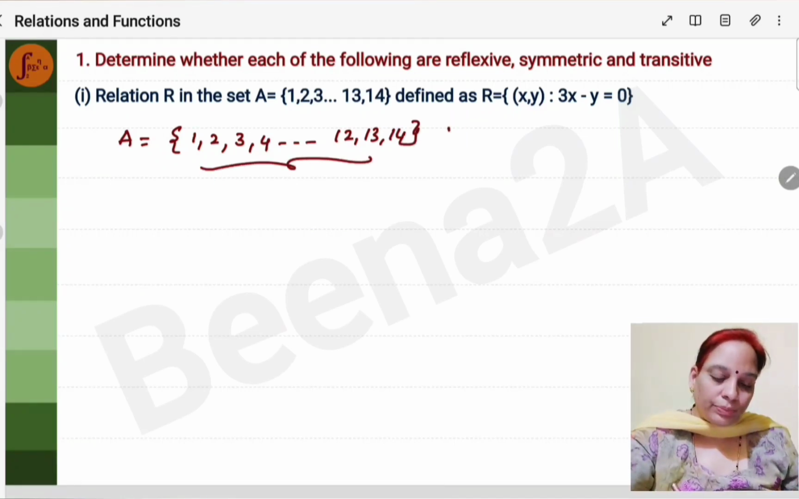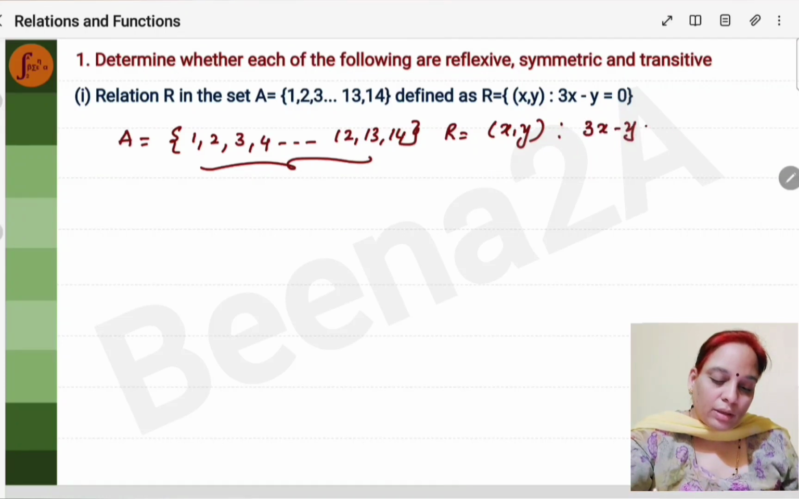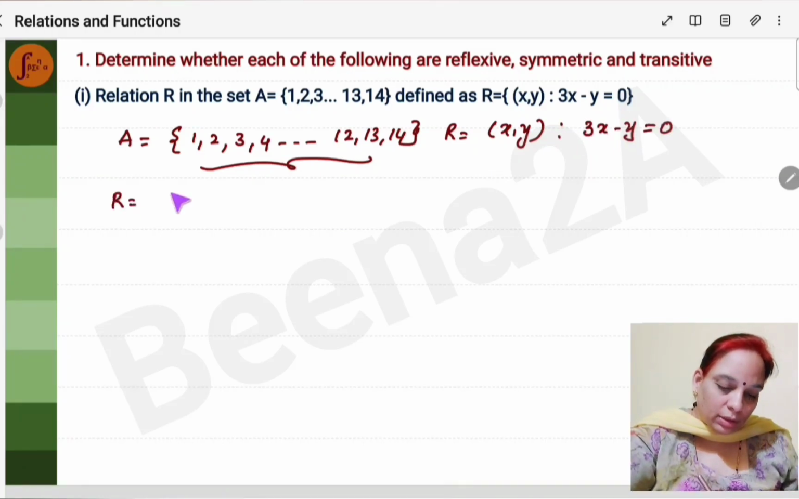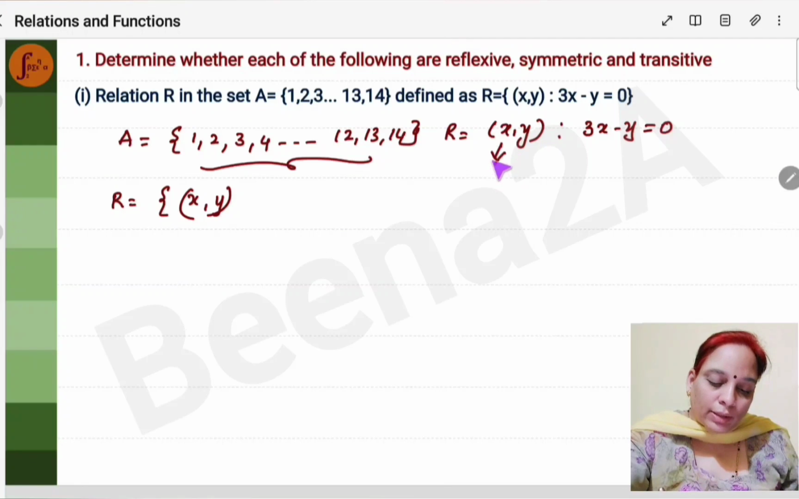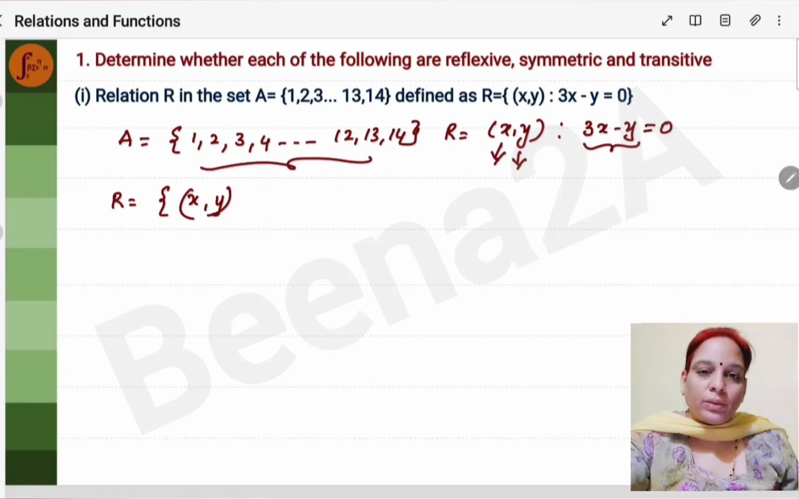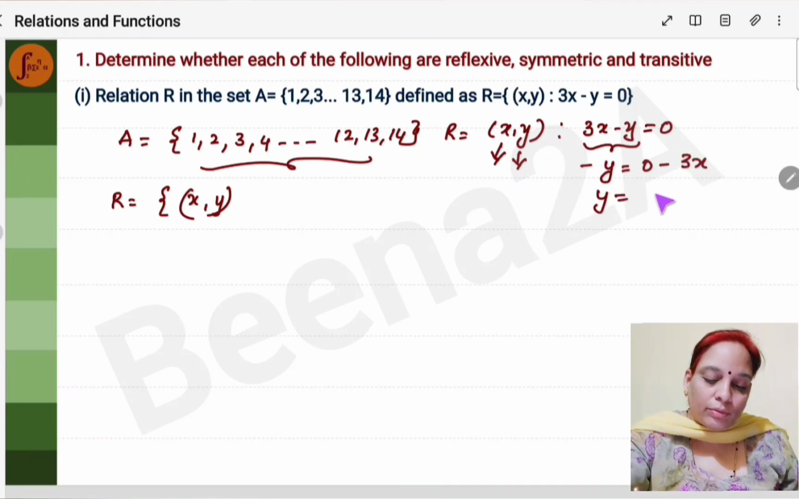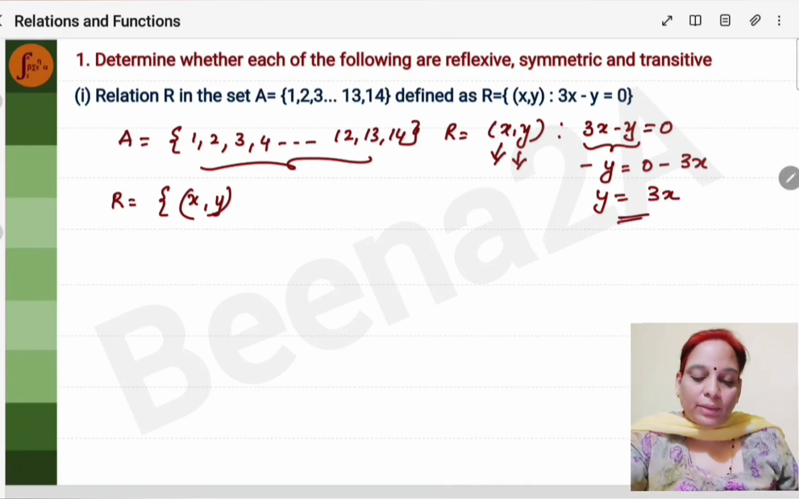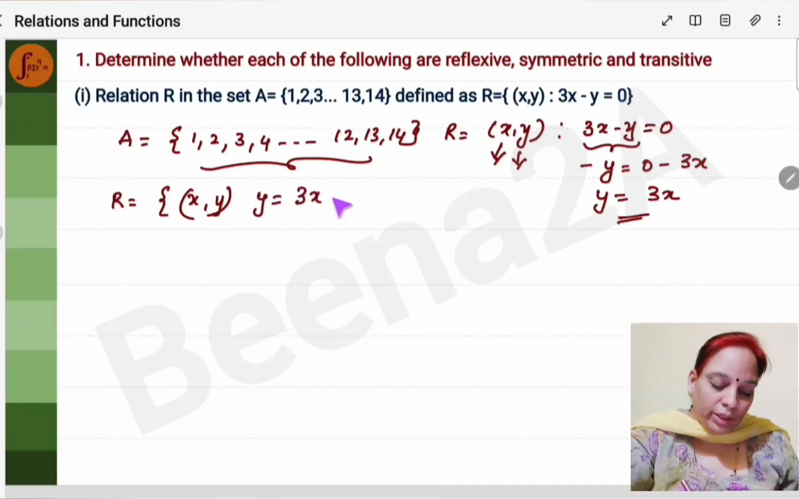And what is the relation? R is equal to the set of ordered pairs x and y, where 3x minus y is 0. This means R is equal to (x, y). I can take x from this set A. What will be y? Y is given by this particular equation. So what does this mean? Minus y is equal to 0 minus 3x. Therefore, y is equal to 3x. Basically, y is 3 times of x.